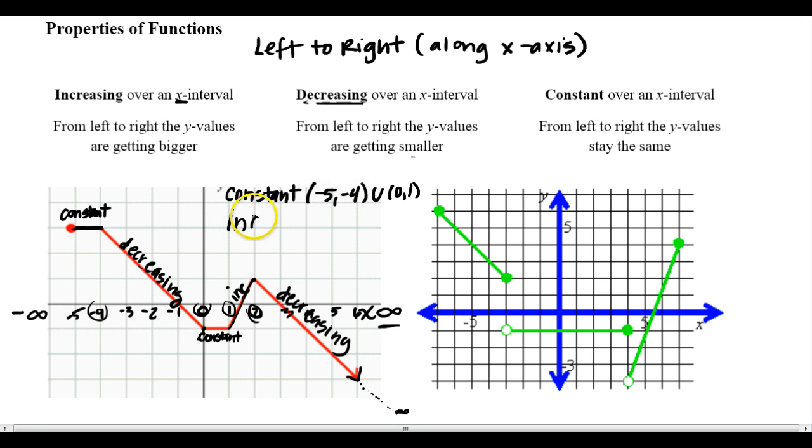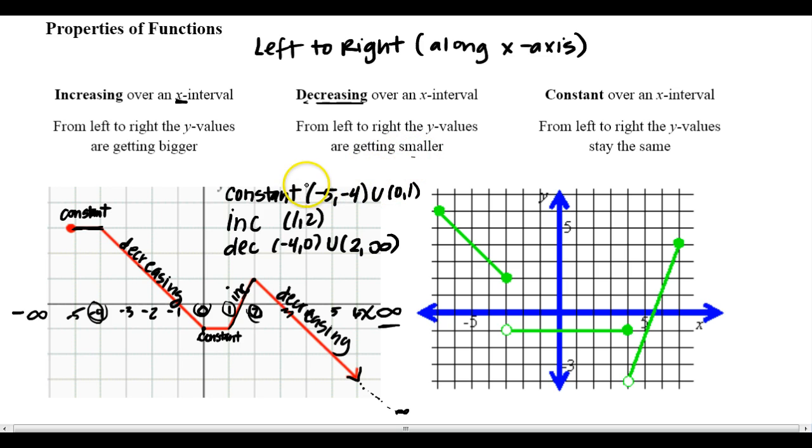This function was increasing only from an x value of 1 to an x value of 2. And this function was decreasing from -4 all the way to 0. So from -4 to 0. And this function was decreasing from 2 to infinity.